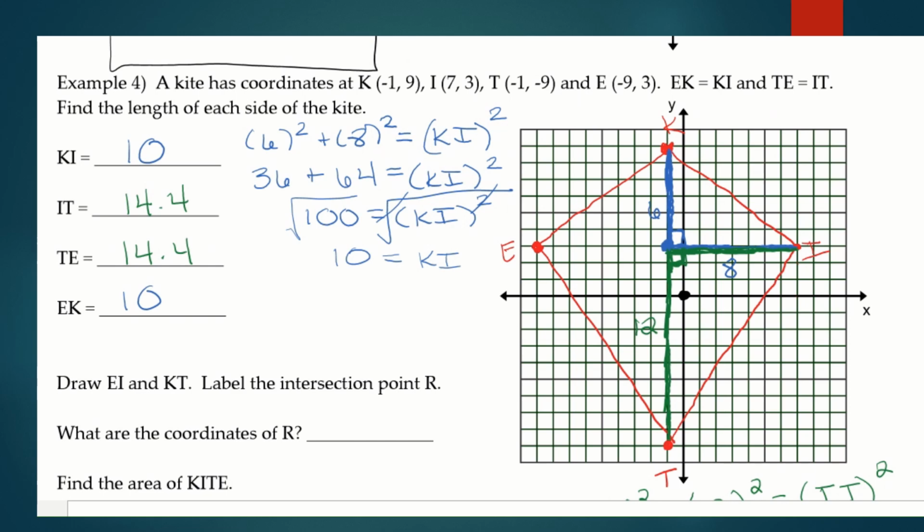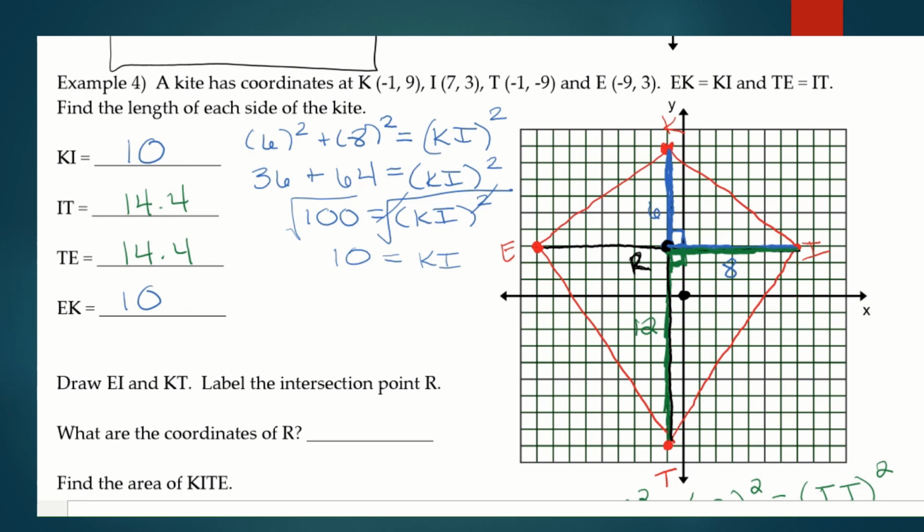Now it says draw EI and KT. So E to I and K to T. If we draw in those lines, from E to I, I know we have a lot of colors going on right now. And really, K to T, we've already done. There we go. And we're going to label the intersection point R. That was the point that we used to help us.